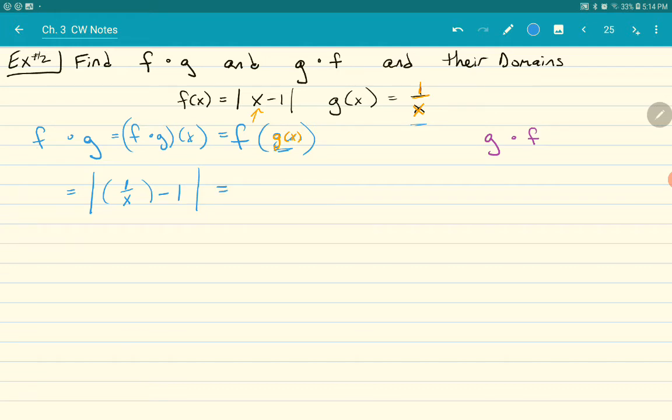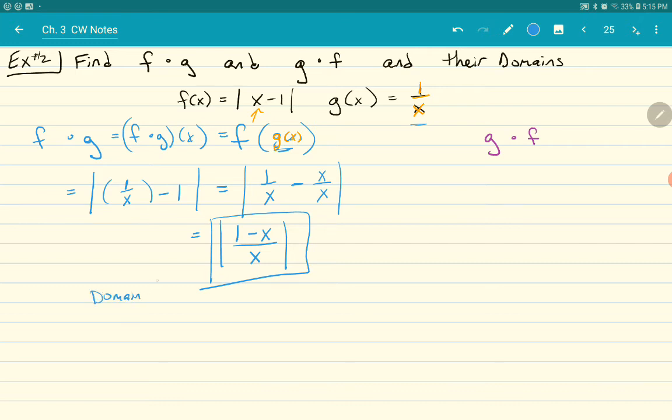which equals, let's get a common denominator in there, and we get 1 over x minus x over x, which gives me 1 minus x over x. And I think that's as simple as I'm going to get. And I still got the absolute value bars there. So there's my answer for f of g of x.